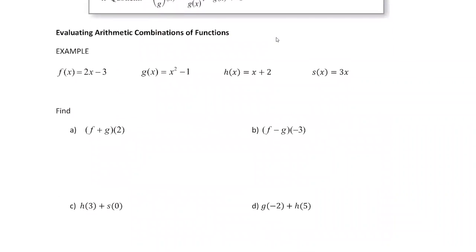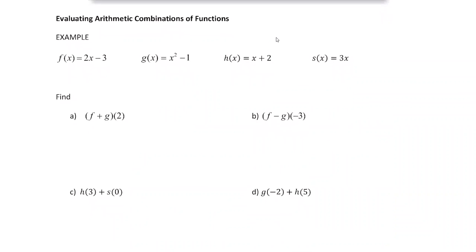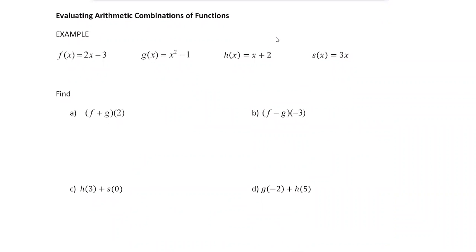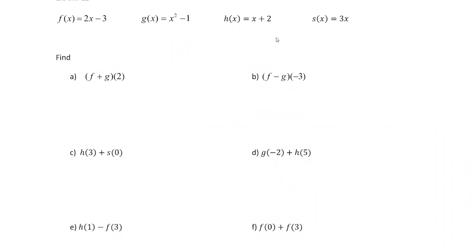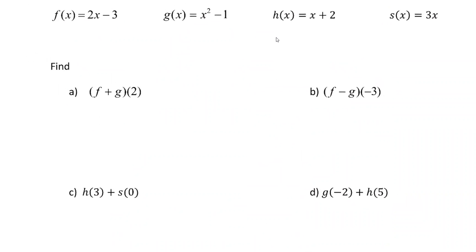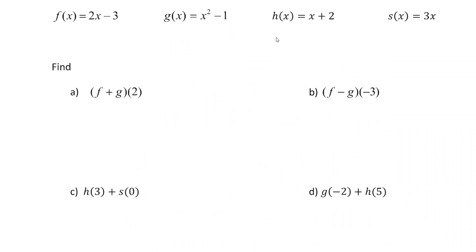So they give us four different functions. Just pay attention. We have f of x equals 2x minus 3, g of x equals x squared minus 1, h of x equals x plus 2, and s of x equals 3. So we have these four different functions. We want to be careful and pay attention to which function they're asking us to use. So this first problem, just like I said, remember f plus g of 2 is really what they're telling you. This is f of 2 plus g of 2.